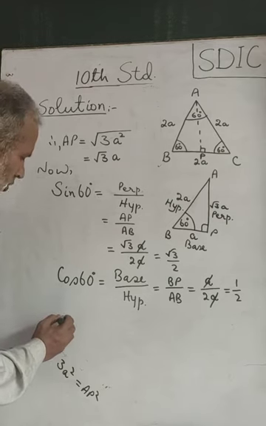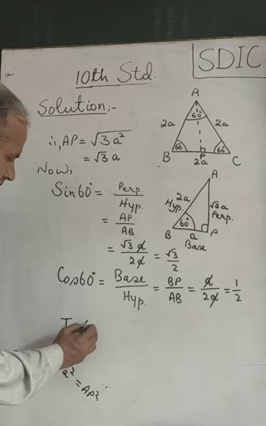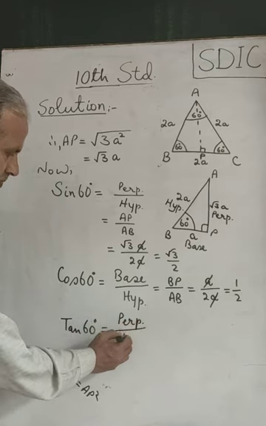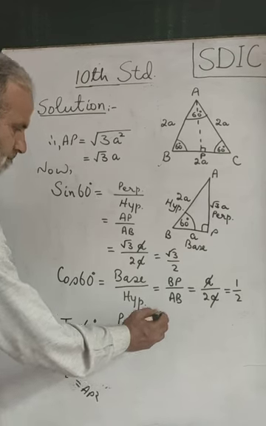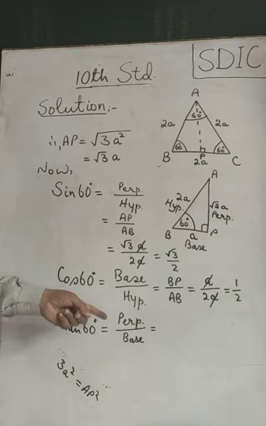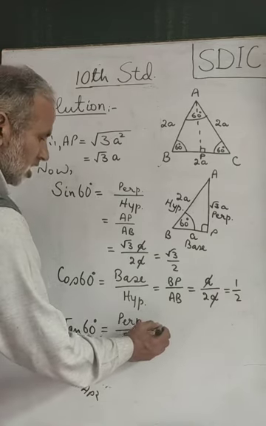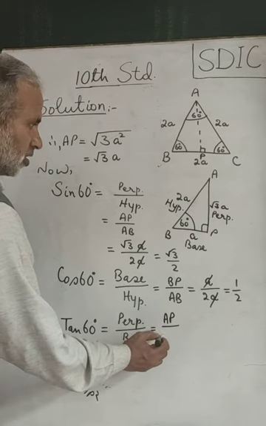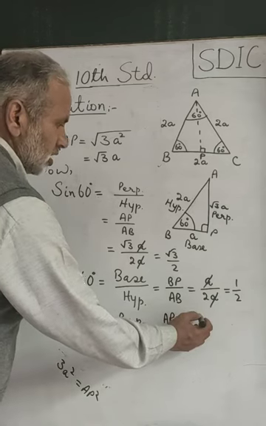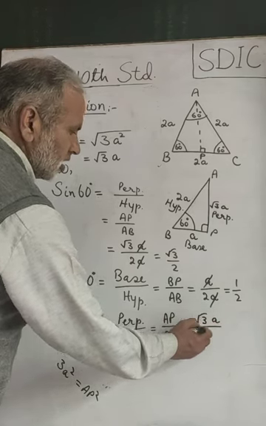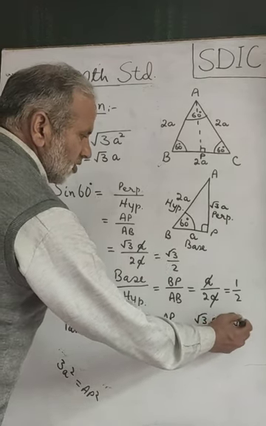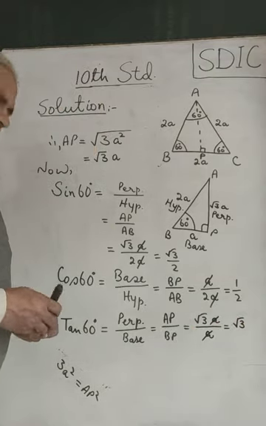Cos 60 followed by tan 60. Definition of tan is perpendicular by base. Now use their names from the diagram. You have already identified base and perpendicular. Perpendicular is AP divided by base is BP. Then put their values. Under root 3A for AP, A for BP. A and A will then cancel. What is left is under root 3. This is the value of tan 60.